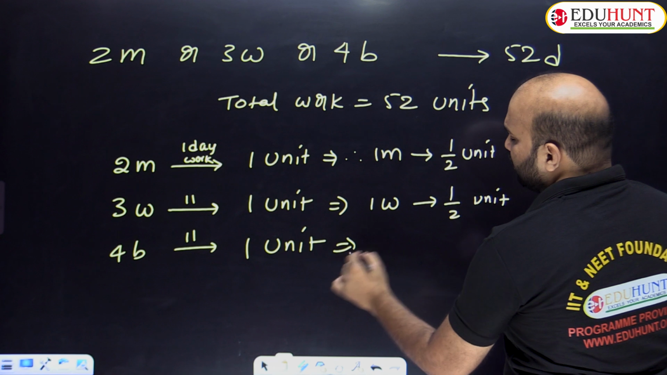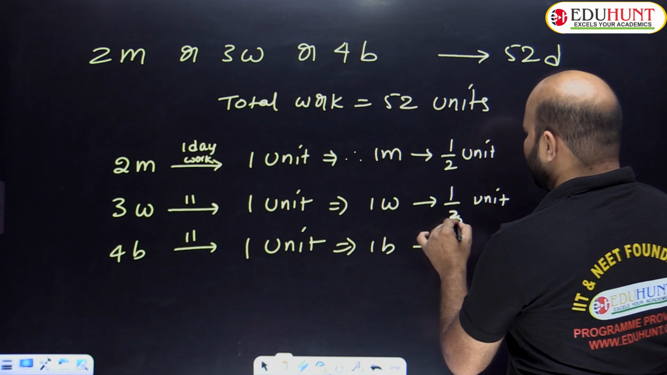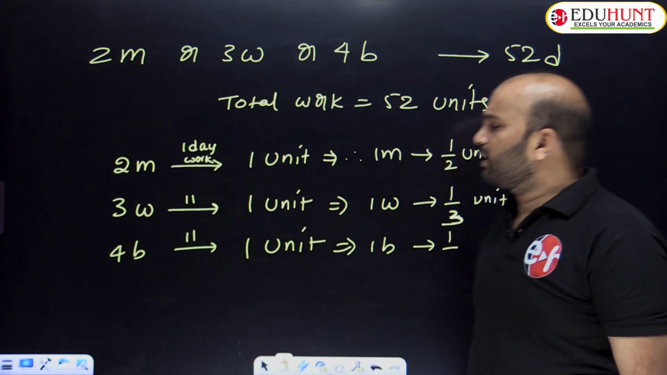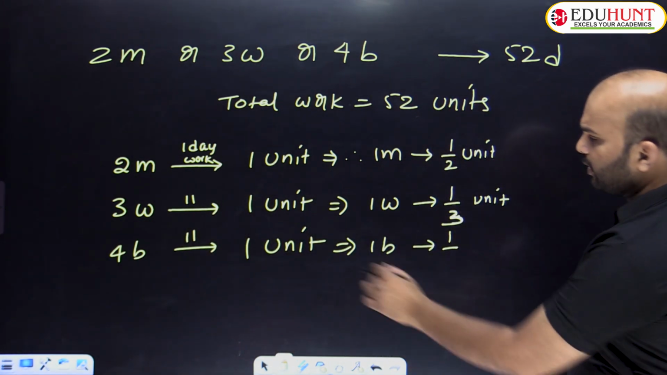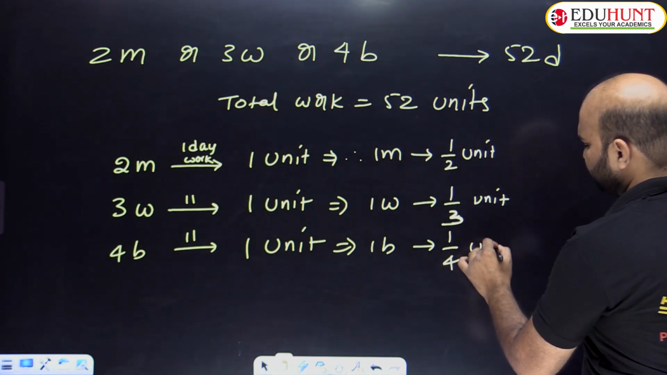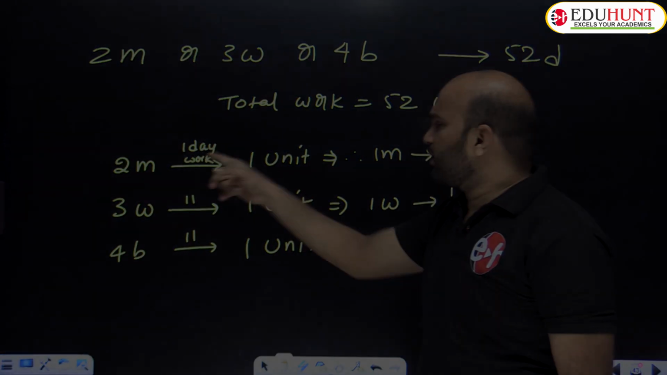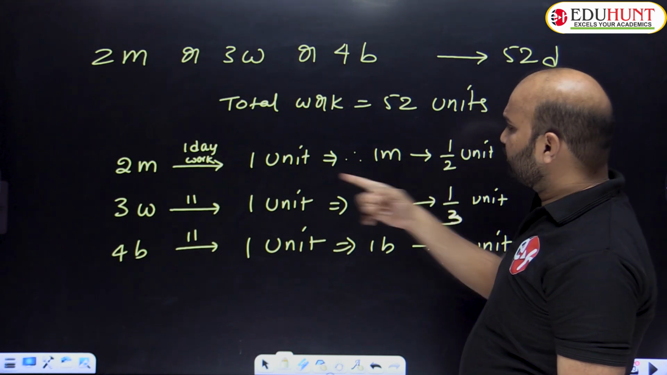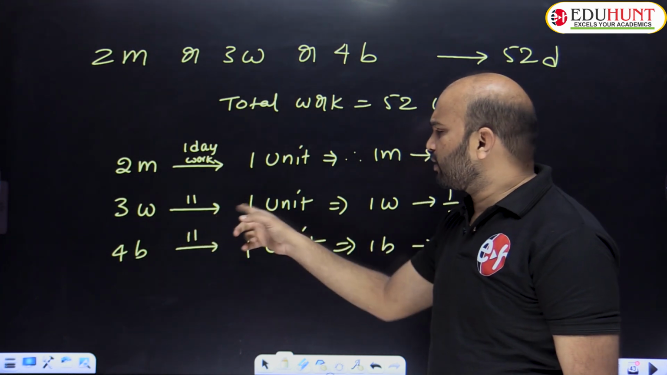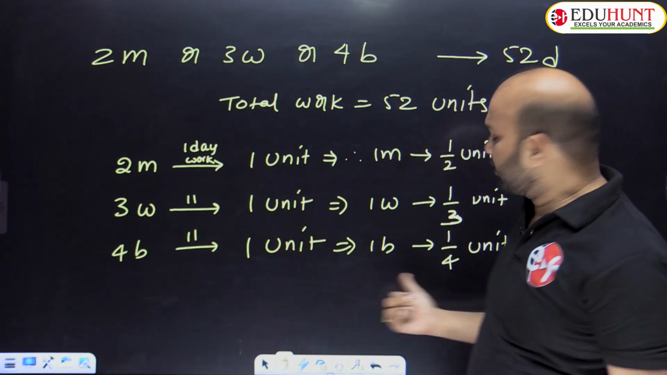And similarly, one boy completes 1 day work equal to 1 by, sorry, second equation, 1 by 3, because 3 women complete 1 day work, 1 unit, therefore 1 woman completes 1 by 3. 4 boys complete 1 day work equal to 1 unit, so 1 boy completes 1 by 4 unit. Am I clear? So we get 1 by 2, 1 by 3, 1 by 4. 2 men 1 day work 1 unit, therefore 1 man 1 by 2. Similarly, 3 women complete 1 day work 1 unit, 1 woman 1 by 3. 4 boys complete 1 day work 1 unit, 1 boy 1 by 4 units.